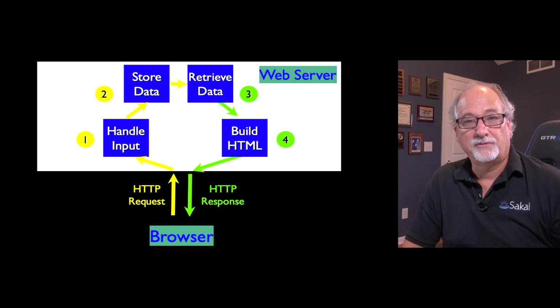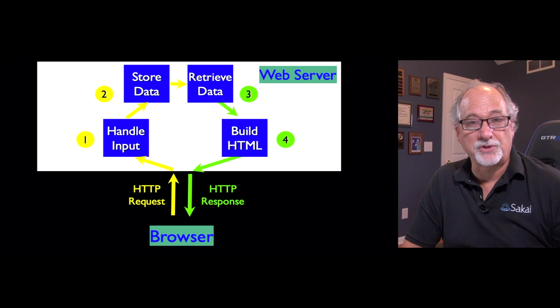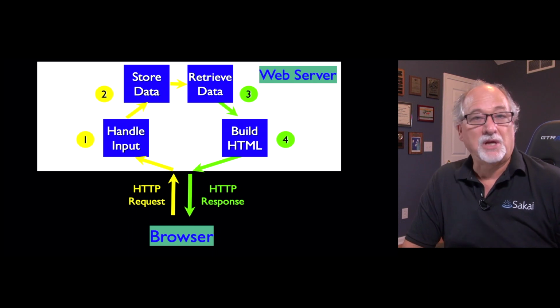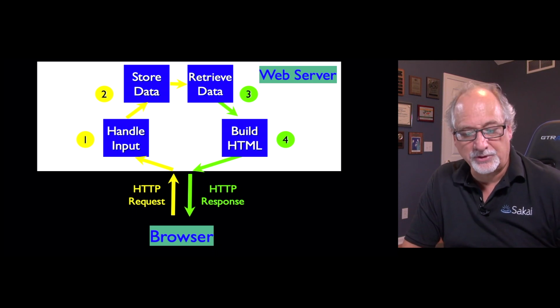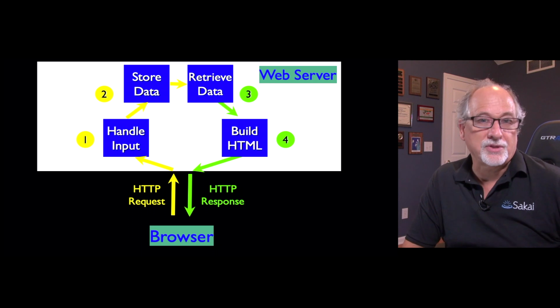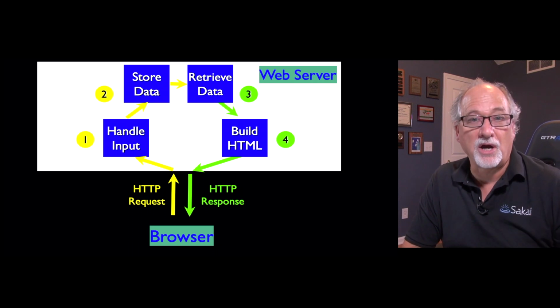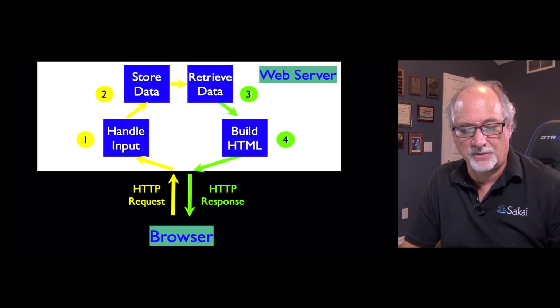So these are the four typical steps that we break down to say, in comes an HTTP request. First thing we do is if it has data that we're supposed to do something with, we handle it, maybe store that data in a database. Then we talk to the database and retrieve more data to produce the next output that we're going to make. And then we produce the HTML or the other form of output and we send it back to the browser.